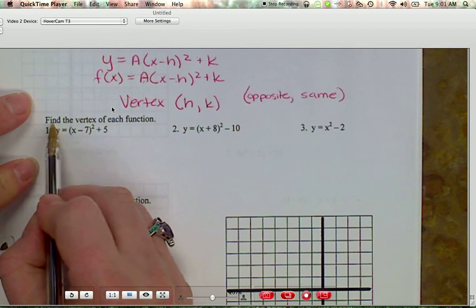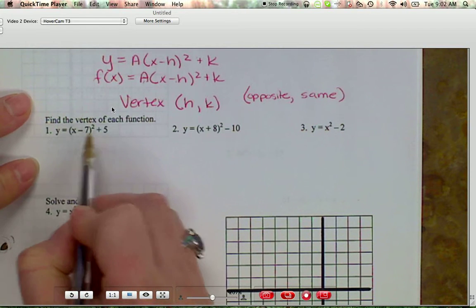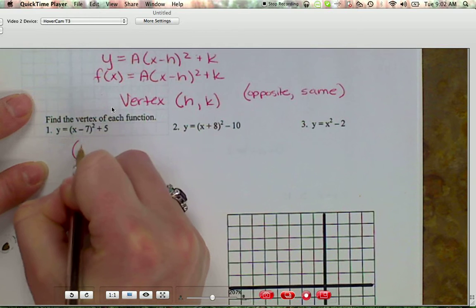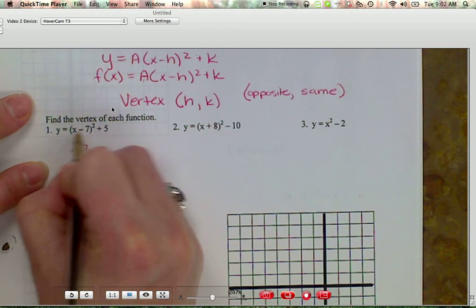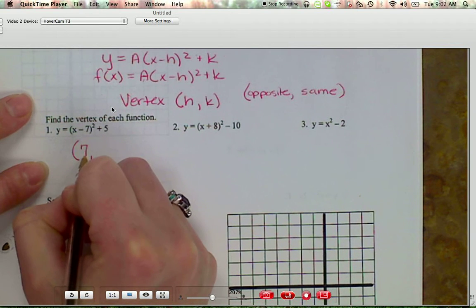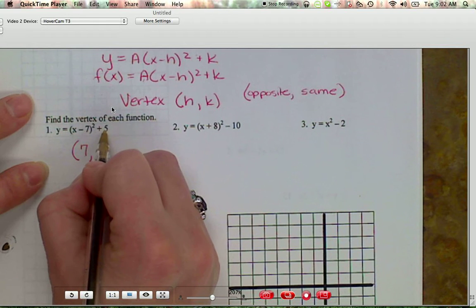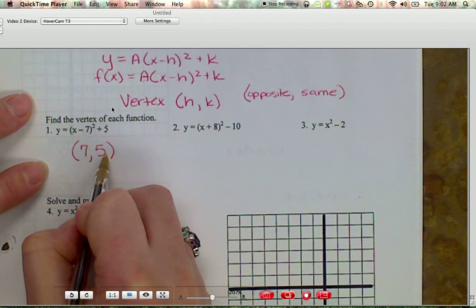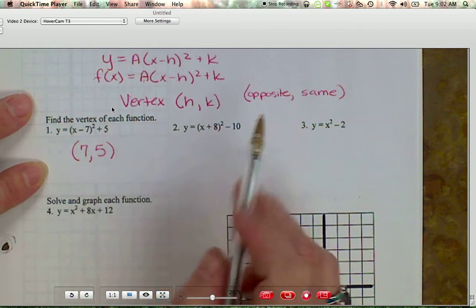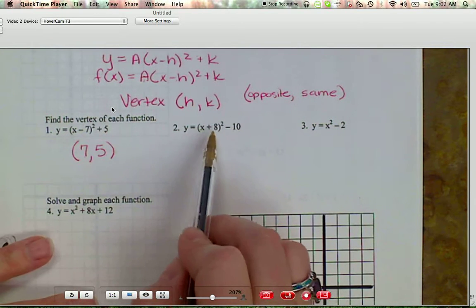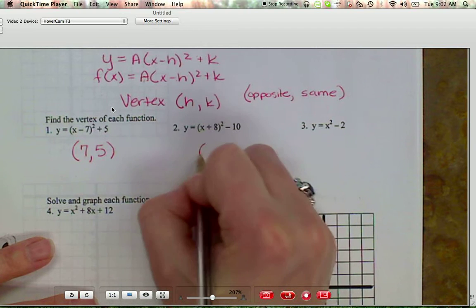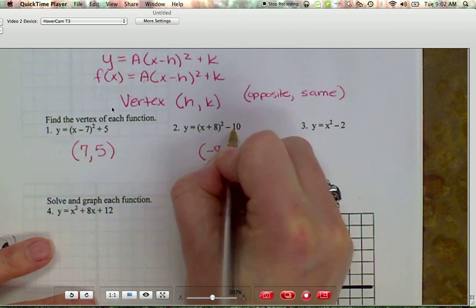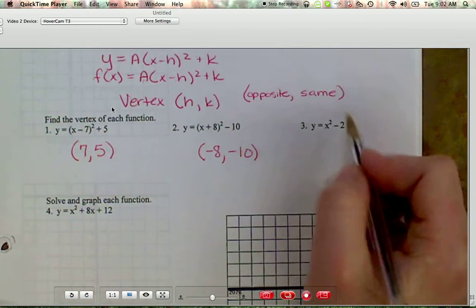So if I want to find the vertex of this function, the opposite of this guy would be 7. So the one with the x, we take the opposite of it, and that gives us our x value of our vertex. And we take the same value as that. So here's our vertex, 7, 5. If you're looking at number 2, we're taking the opposite and the same. So the opposite of 8 would be negative 8. The same as this would be negative 10.